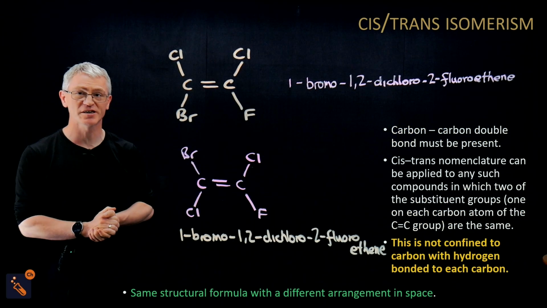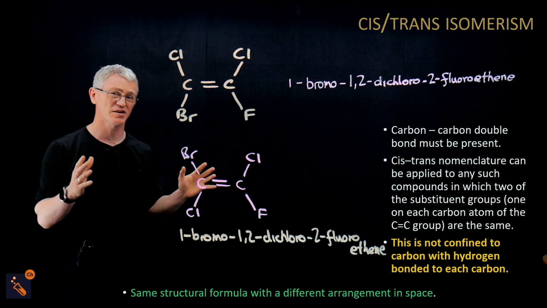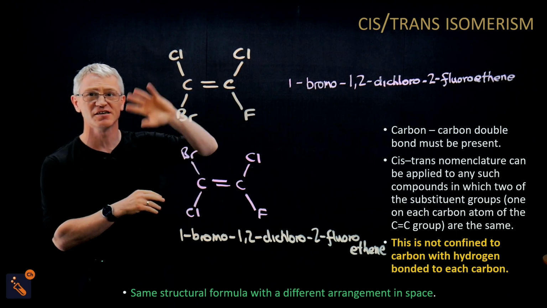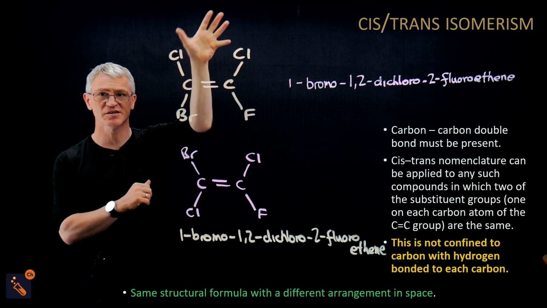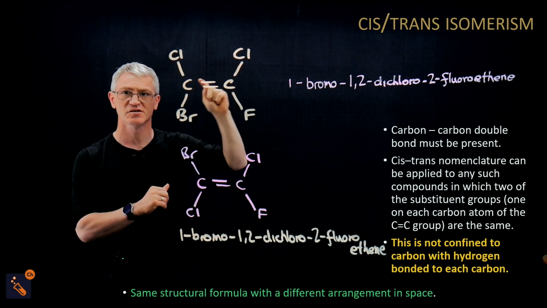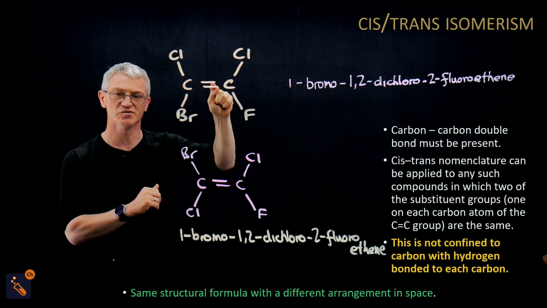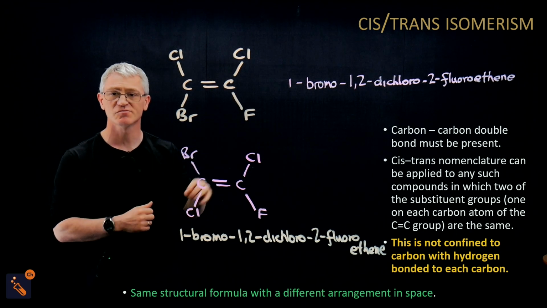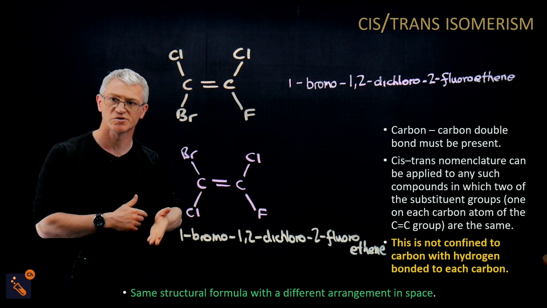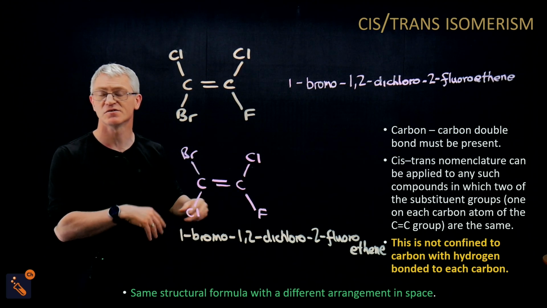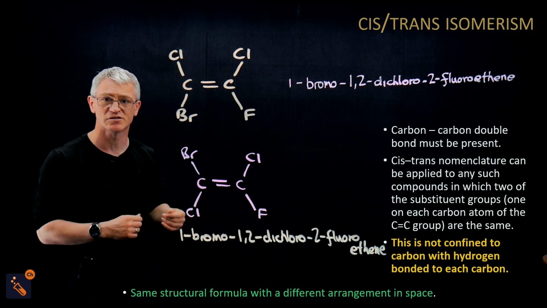In this example, we're going to stick to examples that don't have two hydrogens. So you can see here we've got two chlorines already drawn for you, and they're on the same side of this double bond. And then we look at this one, we can see that the chlorines are across the bond. So slightly different, but they're isomers of each other, and they're cis-trans isomers of each other.